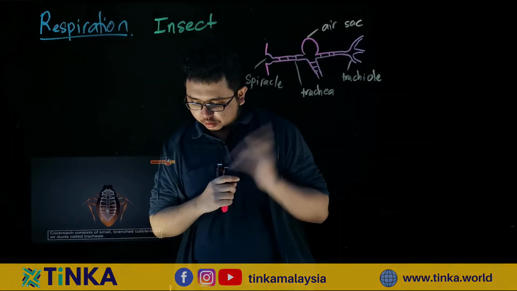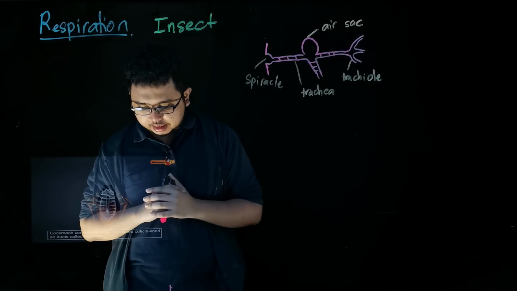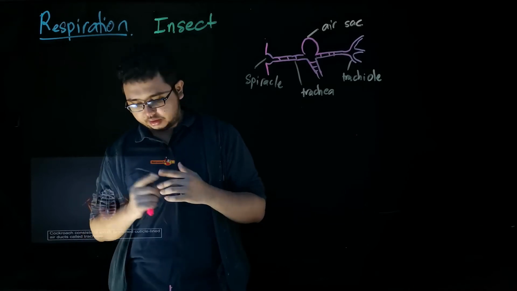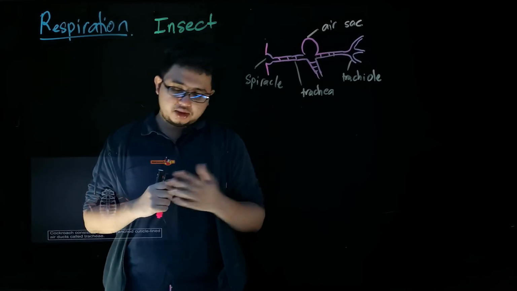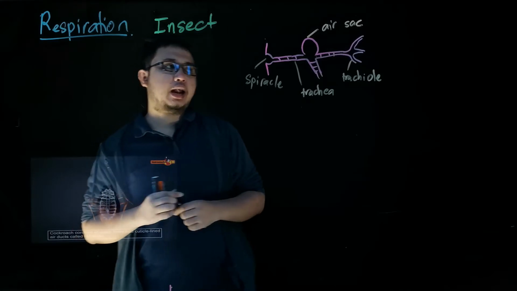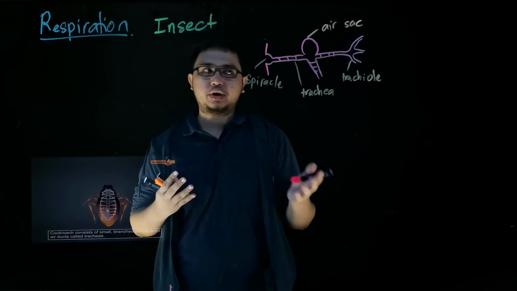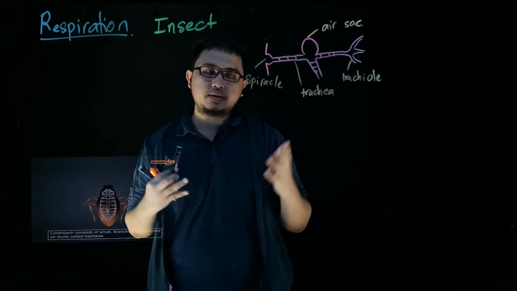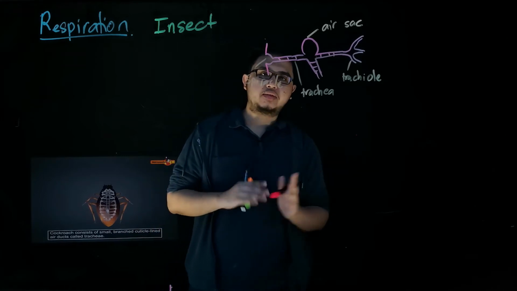So let's start. Hi, welcome to TiNKA Like Boss series. Today we're gonna learn about respiration of insects, humans, and amphibians. In this topic, we're gonna understand the breathing mechanism of other animals aside from us. You've already learned in the previous studies about how fish breathe. Now we're gonna focus more on the insects.